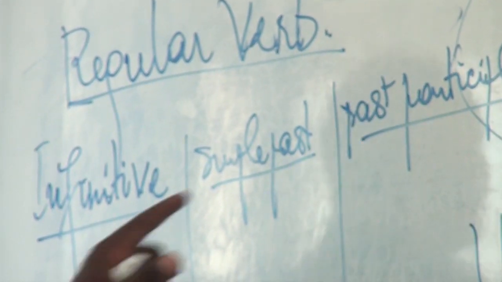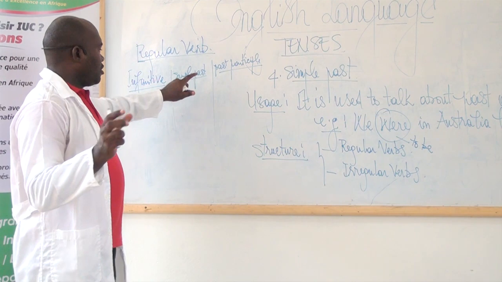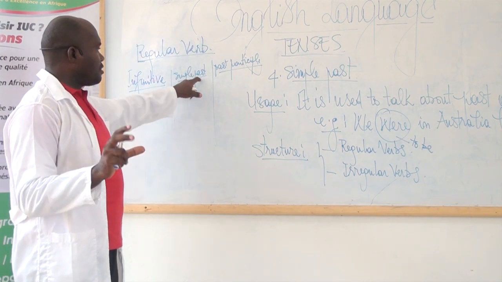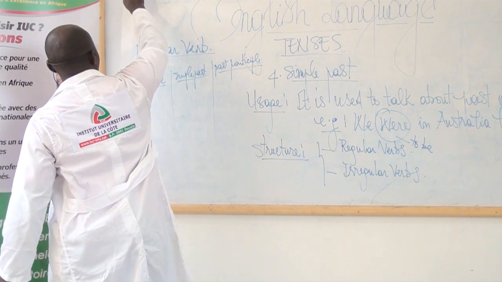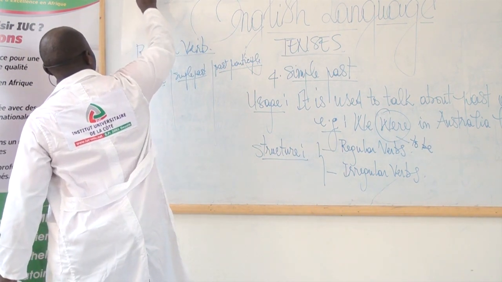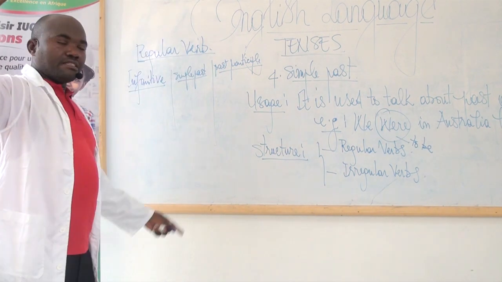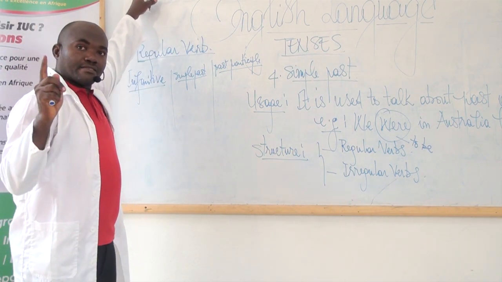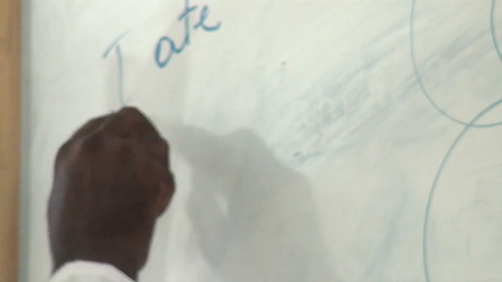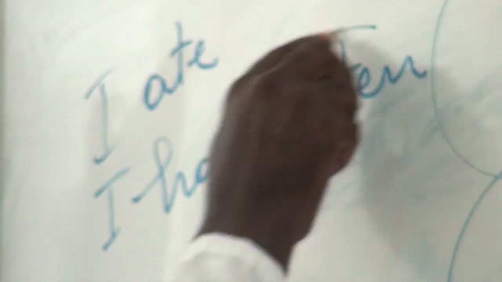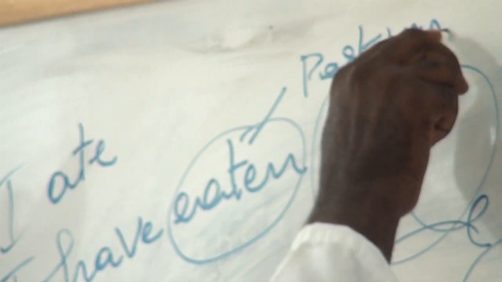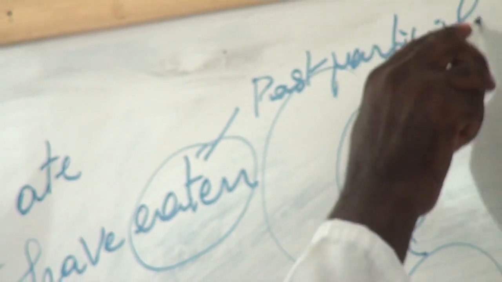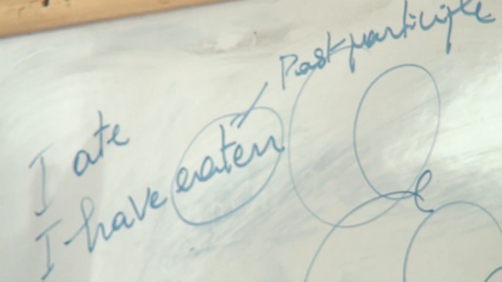Okay. Now, at times, some students tend to confuse the simple past tense and past participle. If I say, for example, I ate, this is what we call the simple past. Now, if I say I have eaten, eaten is what we call the past participle. This is what we call the past participle.